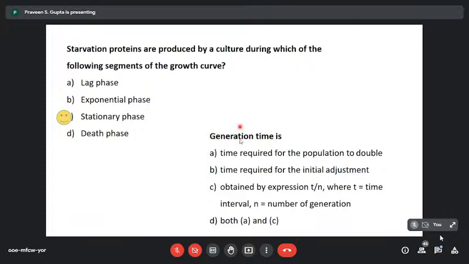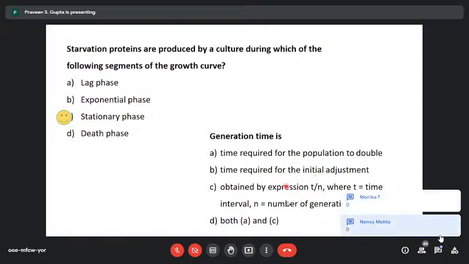And if I'm talking regarding generation time, this is very tricky. You can see, and I'm expecting that you can solve this. Generation time is, a number is of course correct. Time required for the population to double. Time required for the initial adjustment, no, because it is related to the lag. And obtained by expressing T by N. Yes, I have given this equation, T by N. Generation time, so the answer will be both A and C.